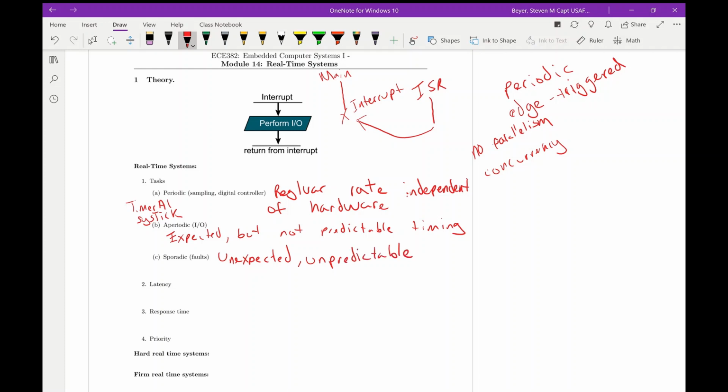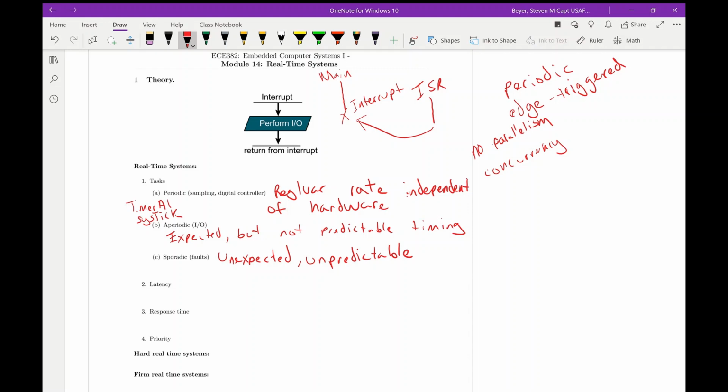So those are the three different types of tasks that we could deal with interrupts. Again, periodic, regular rate, that's our Timer A1, SysTick. Aperiodic, expected but not predictable. We're going to see those along with our ports. And then sporadic, faults, things that we're not really planning for, unexpected, unpredictable.